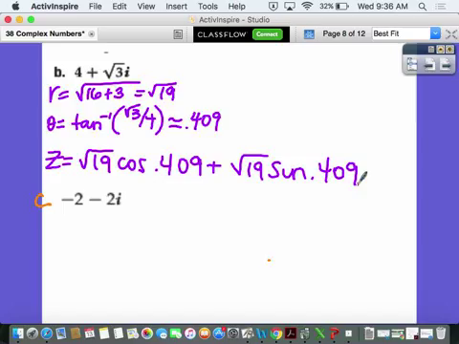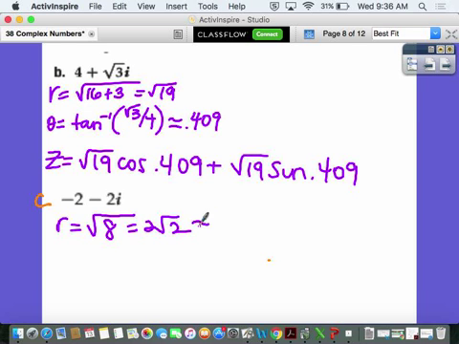And then for the last one, what was your R? 2 radical 2, which simplifies down to 2 radical 2. Oh yeah, because we're doing that.